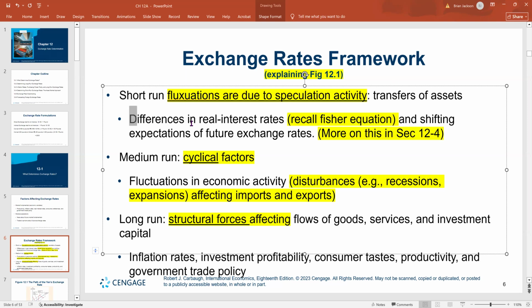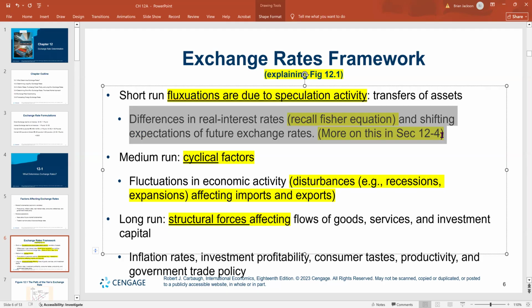And so there's always a difference in interest rates, in particular real interest rates, that will steer investors in one direction, say toward the United States as opposed to Great Britain or vice versa. And this is based on something we'll call the Fisher equation. We'll come back to this in a minute. This is just an overview of where we're going. But we'll look at each of these separately.